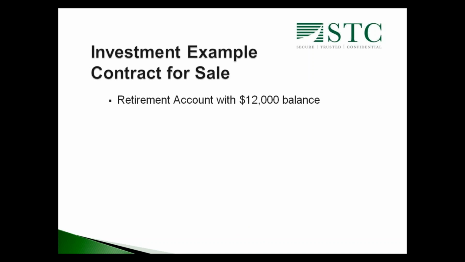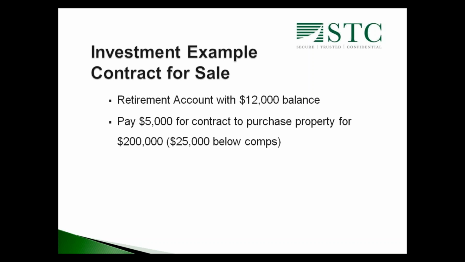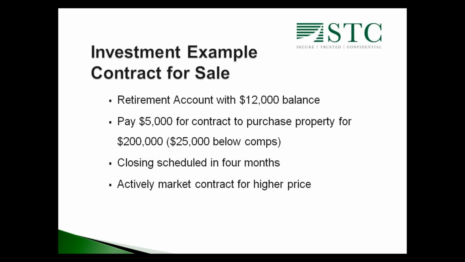This next is also an example. This is an example of a contract for sale, and sometimes these are called assignable contracts. This is a smaller account type of investment. This retirement account has a $12,000 balance, and the individual pays $5,000 for an assignable contract to purchase property for $200,000. That is $25,000 below all the comps in that neighborhood. Closing is scheduled in 4 months. So what you do is you actively market your assignable contract for a higher price. You sell that contract in 3 months for $25,000. The buyer then can purchase that property for $200,000, and you have netted $20,000 on that contract.